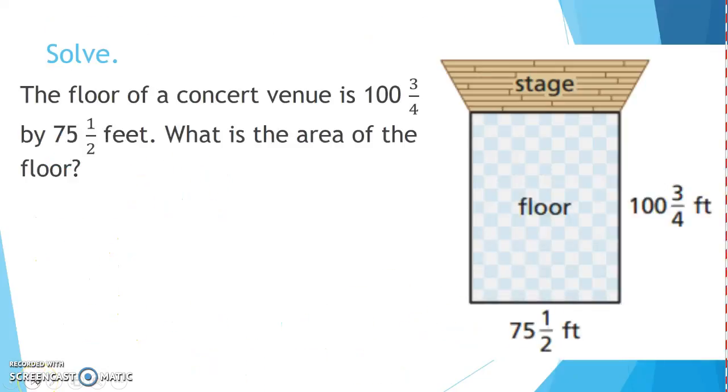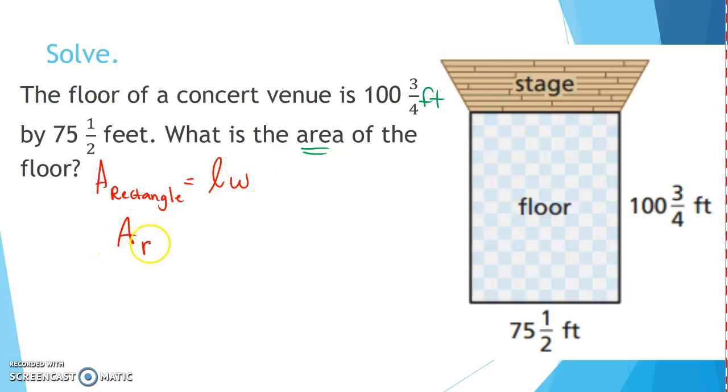So now we're going to do a word problem. So our directions say to solve, and it says the floor of a concert venue is 103/4 feet by 75.5 feet. What is the area of the floor? So if we look at the shape of the floor, we would know that this is a rectangle. So we want to find the area of this rectangle. And we first need to know the area formula, and it should be length times width.